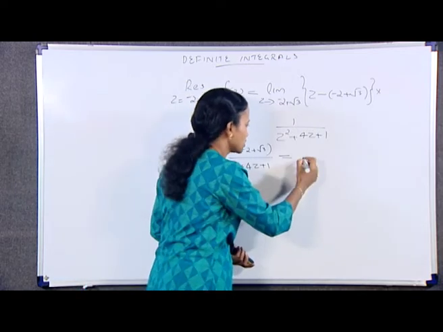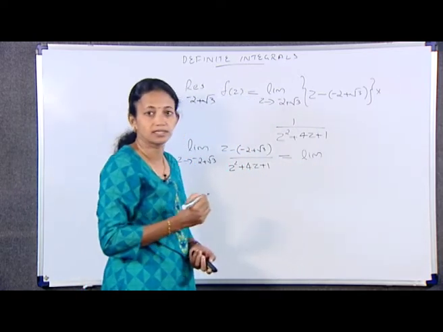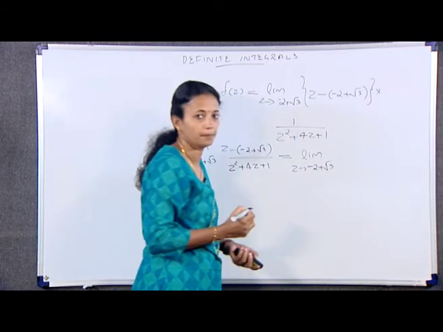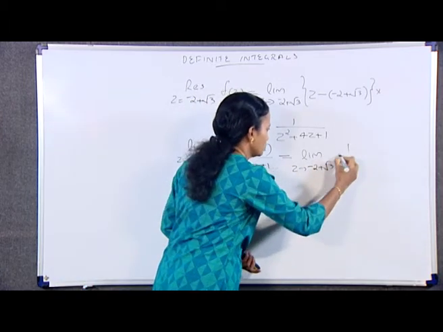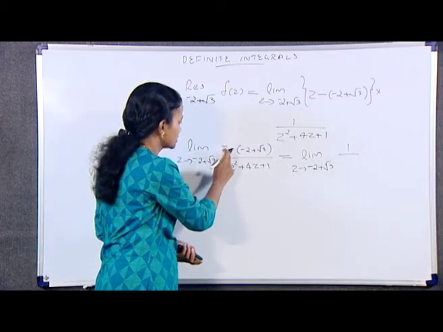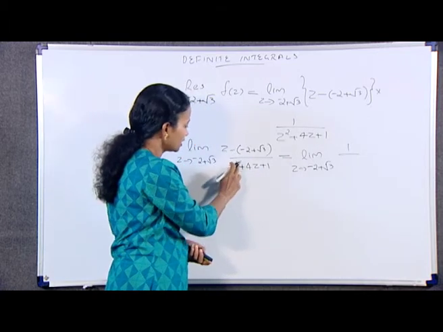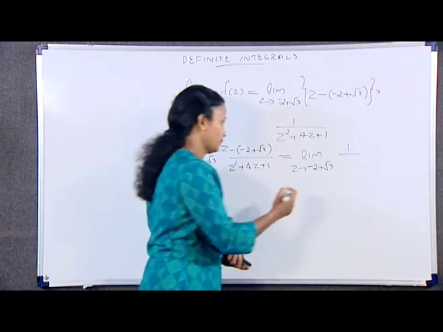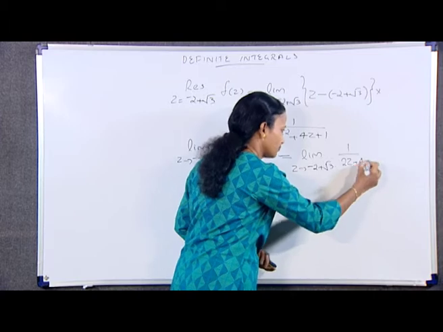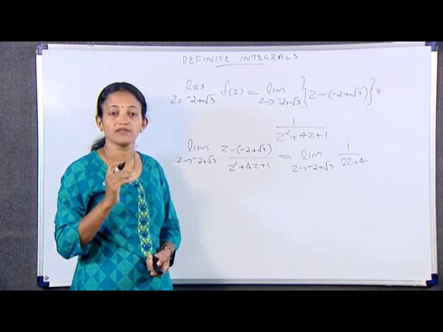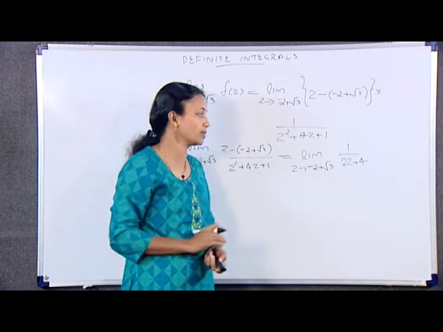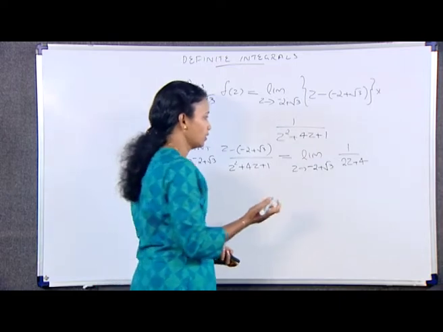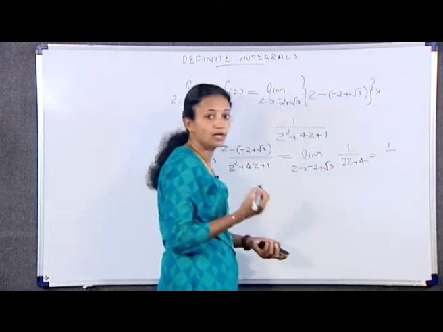rule, which is equal to the limit as z tends to -2 + √3 of 1 by, that is here we have only z in the numerator. So, it is 1 by, in the denominator we have z² + 4z. So, differentiating we get 2z + 4. Where the value of the limit as z tends to -2 + √3 of 1 by (2z + 4) is 1 by 2√3.